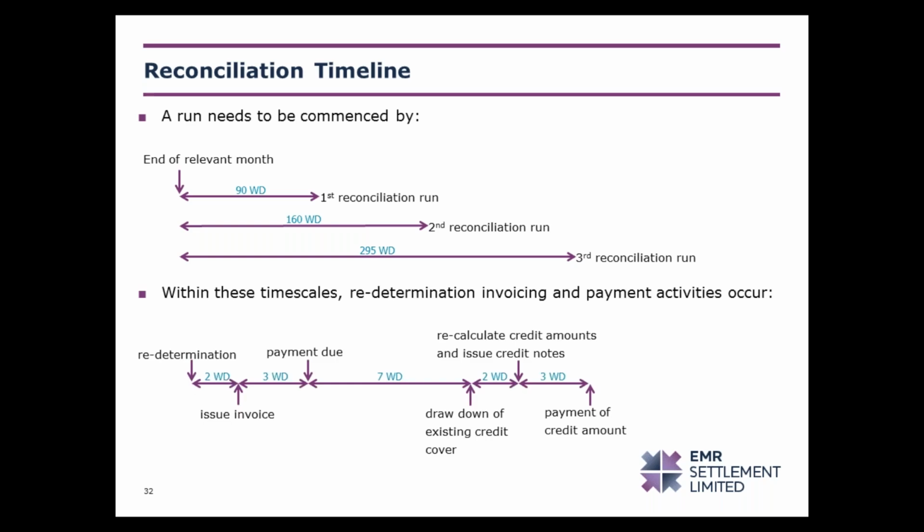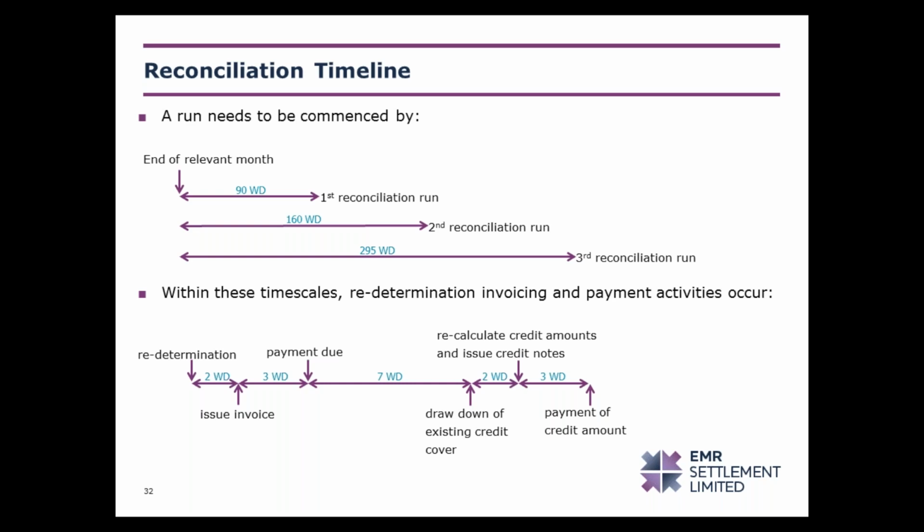Within these timescales, redetermination of the invoices and the payment activities obviously occurs. There's its own separate timeline, which I did mention briefly before when we showed you the timeline for invoices of the supplier charge. This one's slightly different. We've got the redetermination, and we take 2 working days to do that and issue out the invoices. You've got 3 working days before the payment is due, just like your other charges under the capacity market, so remember that quick turnaround time.